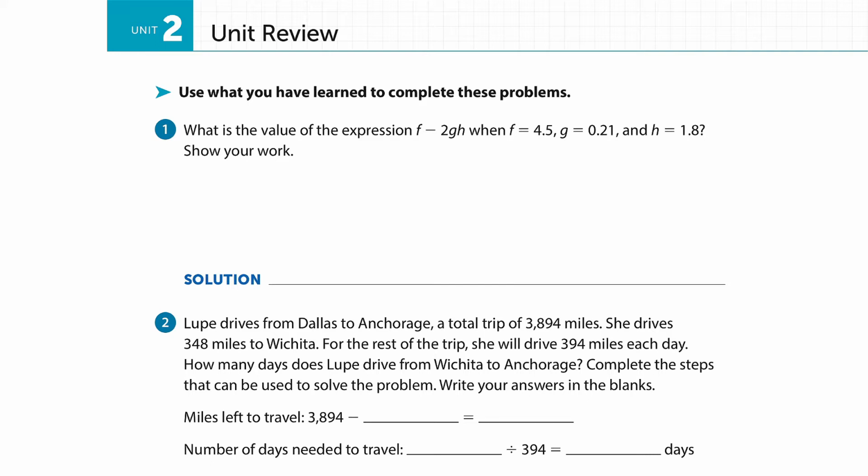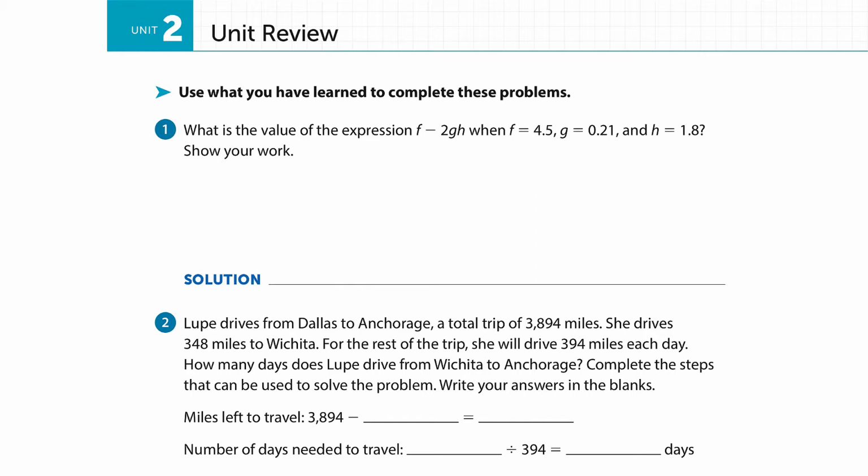Okay, so we are going to start with number one, which we are using the substitution method. It gives us an expression f minus 2gh when f equals 4.5, g equals 2.1, and h equals 1.8. So we have our given values, and what we're going to do is substitute them in. The first thing we have to notice is that this 2gh is squished together, and when those numbers are squished together like that, it means that they're being multiplied. So a way that we can show multiplication when we are substituting is by using parentheses.